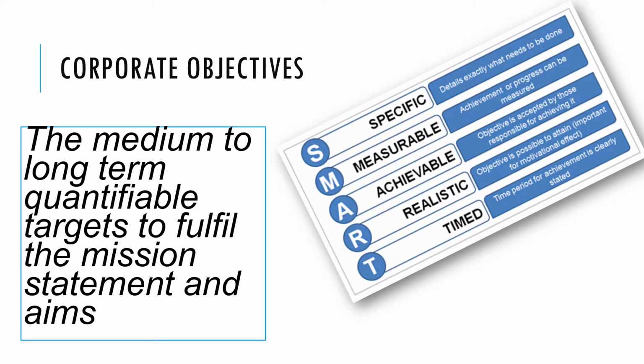So let's move on to corporate objectives. What is a corporate objective rather than an aim or a mission statement? This is the medium to long term, so sometime in the future, but not completely for the life of the business. So medium term perhaps. And the key point here is quantifiable targets to fulfill the mission statement and fulfill the aims of the business. And you'll see over here to the right hand side, these objectives should be SMART, and we'll come on to that a little bit later on.